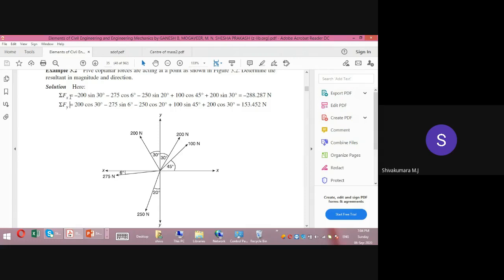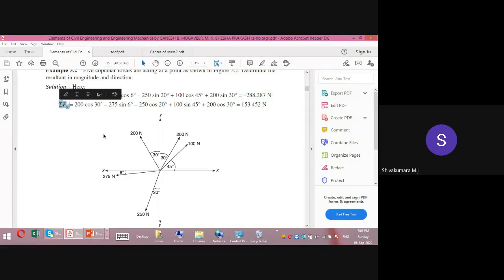So now I'll come to the horizontal component summation. So plus 100 cos 45 plus 200 sine 30 minus 200 sine 30 minus 275 cos 6 minus 250 sine 20. Is it clear? Yes, sir. If you do the computation, you will get minus 288.287 Newton. That is the summation of Fx value.